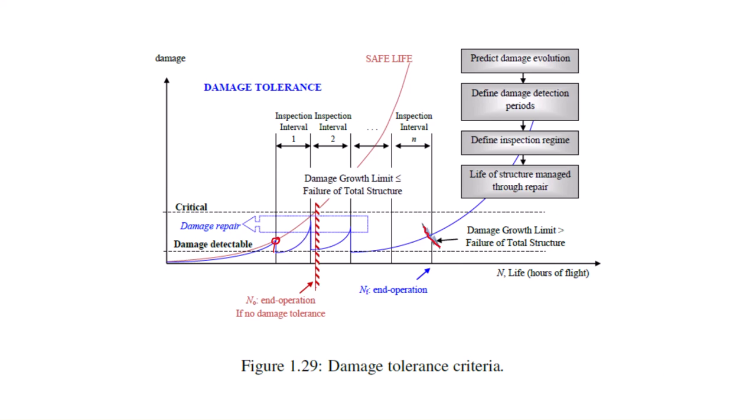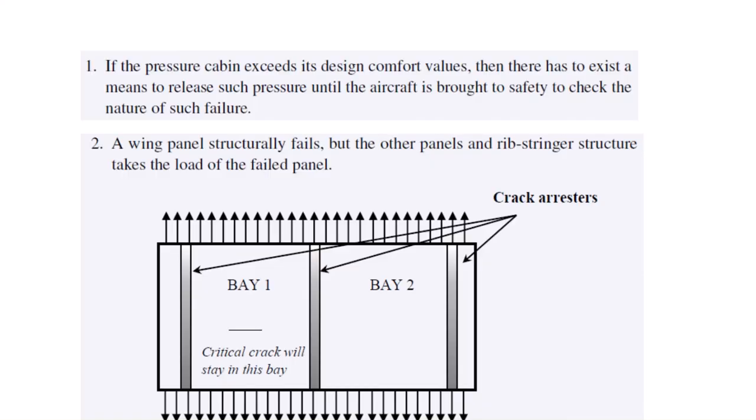But the trade-off with damage tolerance now is you need to create a secondary load path. As an example, I want to consider the pressure cabin of an airplane. It's comfortable, but what happens if there's a pressure problem? Well, then there is a mechanism to actually address that issue within the plane.